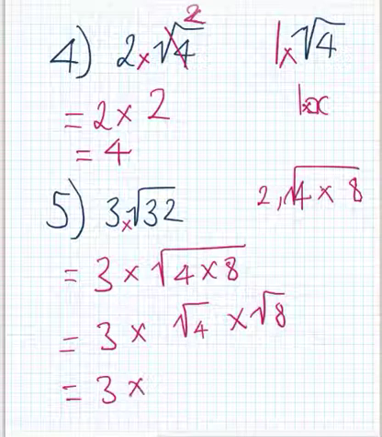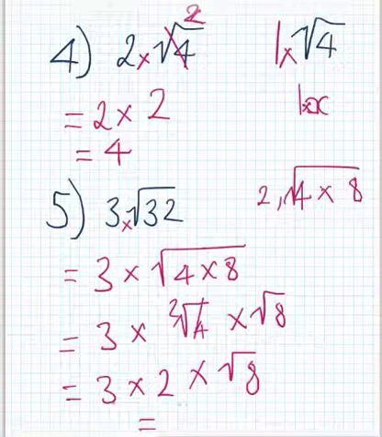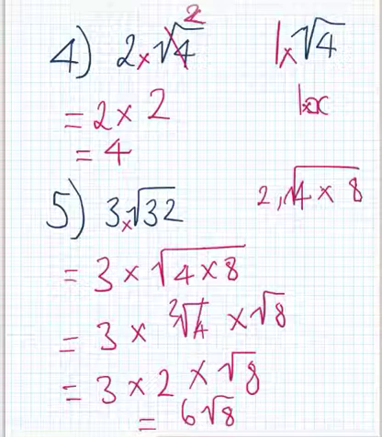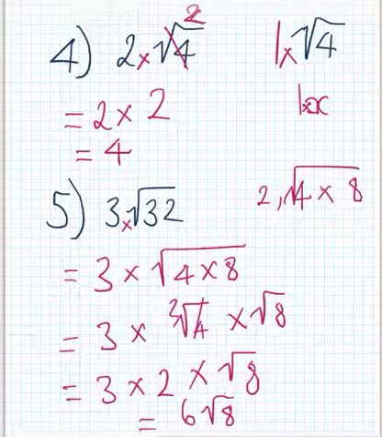3 times the square root of 4 is 2, so that's 2 times the square root of 8, which equals 3 times 2. See how we've got our 2 whole numbers together now? So 3 times 2 is simply 6, times the square root of 8. And we have started simplifying it, but if you have a look, the square root of 8, can it be simplified further?